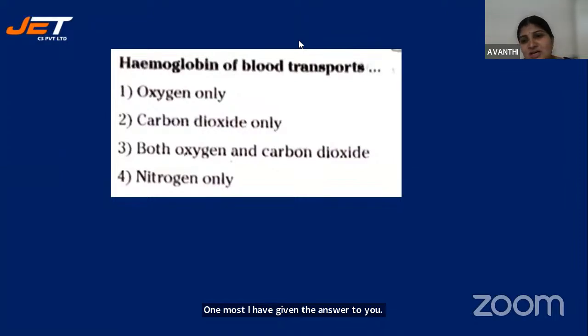Yes, both oxygen and carbon dioxide. Yes, most of you have given the correct answer. Very good. Vanilla, Ashwin, Gayatri. Yes, Sandra, Monica. Very good. Very good. Nice children. Yes, Taruni.